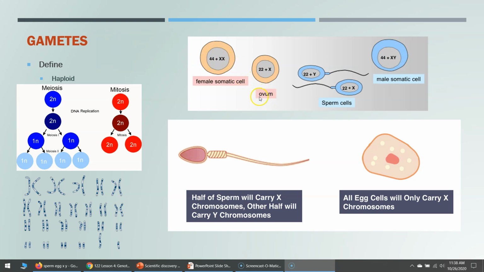Now, if we look at an egg, another word for egg is ovum, or if we look at sperm, sperm and eggs are only going to have 22 plus they're going to have a sex chromosome. All eggs are going to have an X chromosome, and half of sperm will carry an X and half will have a Y in them. So male cells, the sperm, are really the ones that determine the sex of the offspring.